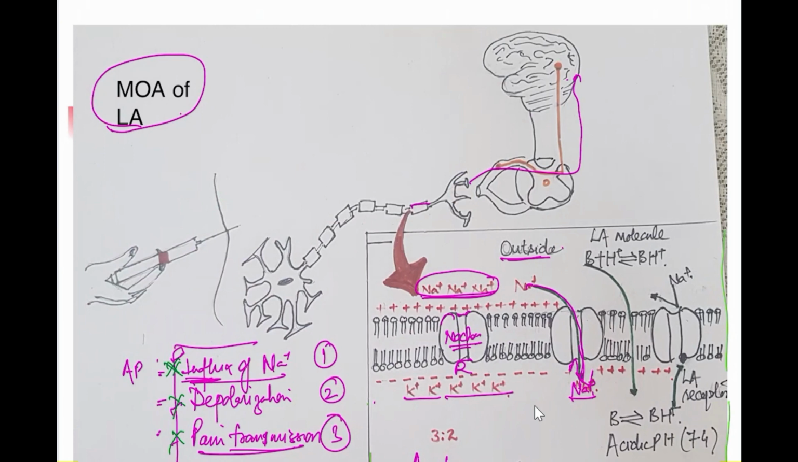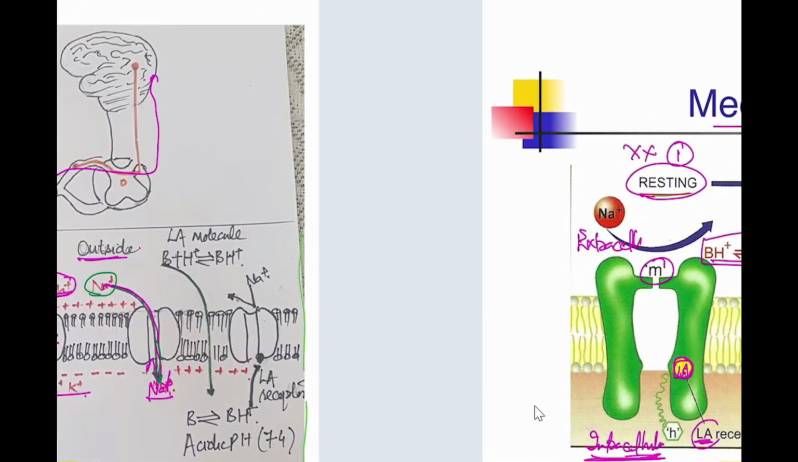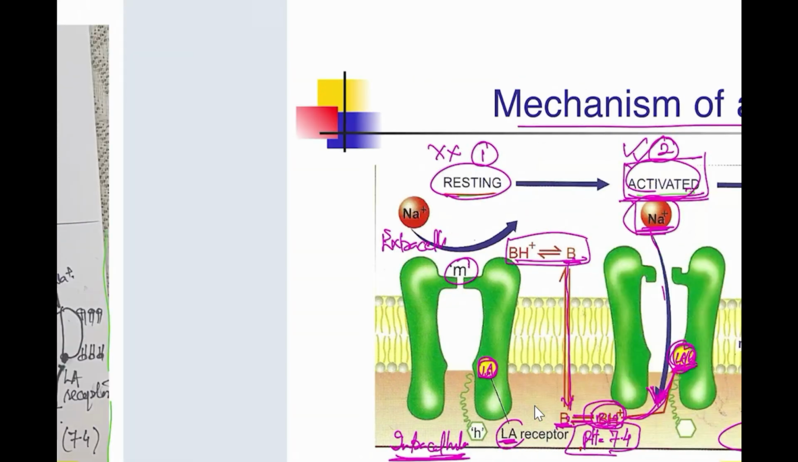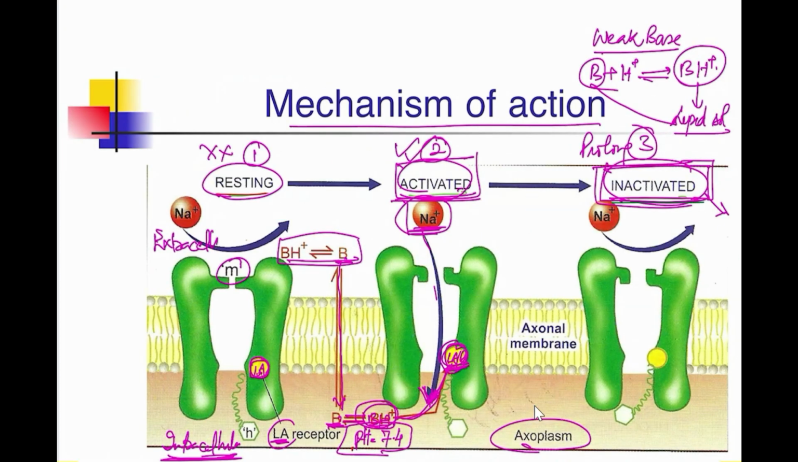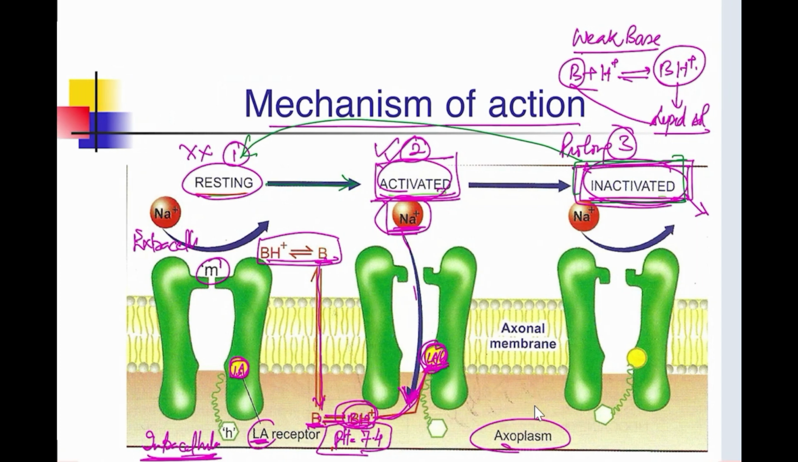So they block this influx of sodium ions by prolonging the inactivation phase of the channel. Because for the next impulse, the inactive channel has to come back to the resting phase so that with the next impulse it again gets activated. This is how the local anesthetic drug acts.